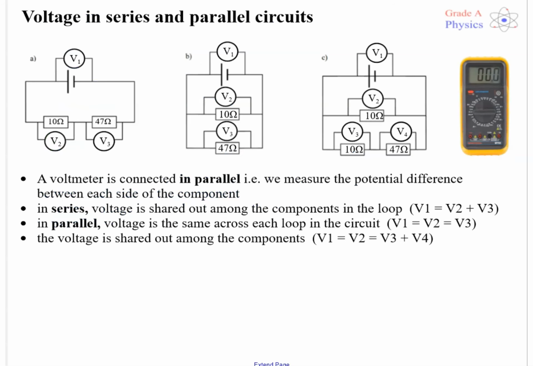Now we're going to look at voltage in circuits, in series and parallel circuits. We can use a voltmeter, for example a multimeter, or it might be a dedicated voltmeter. The way you connect a voltmeter is in parallel.